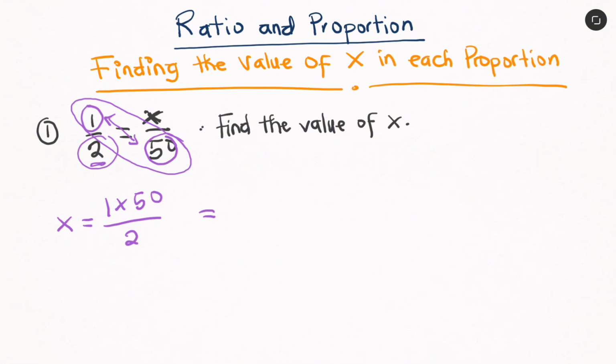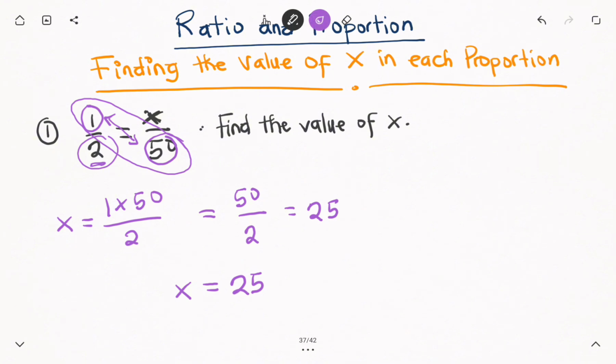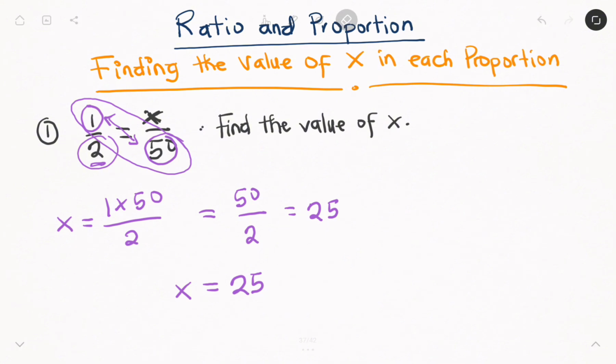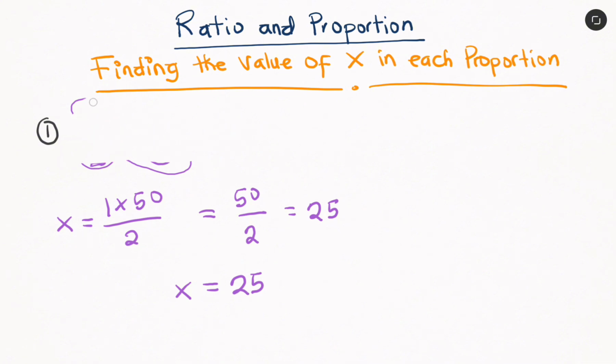This will give us 1 multiplied by 50 is 50, divided by 2. 50 divided by 2 will give us 25 as our answer. So therefore the value of x is 25. All right, so let's have a look at another example so that we really appreciate what we are doing.